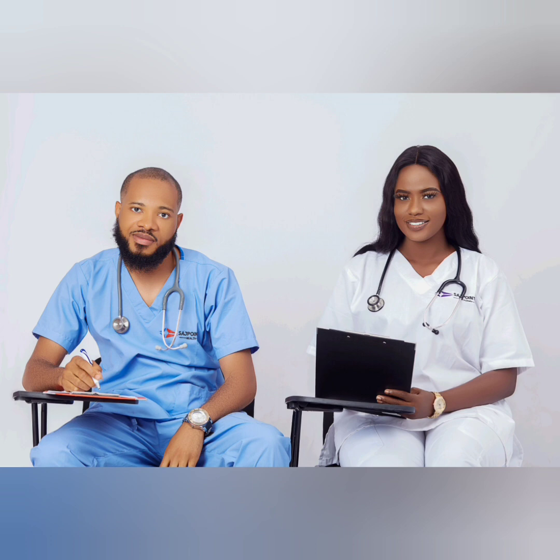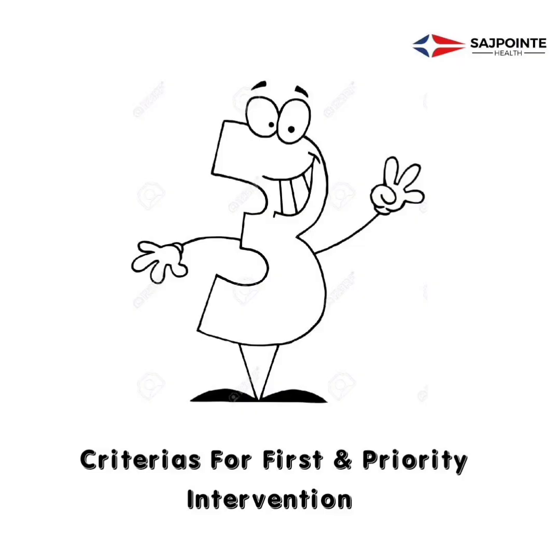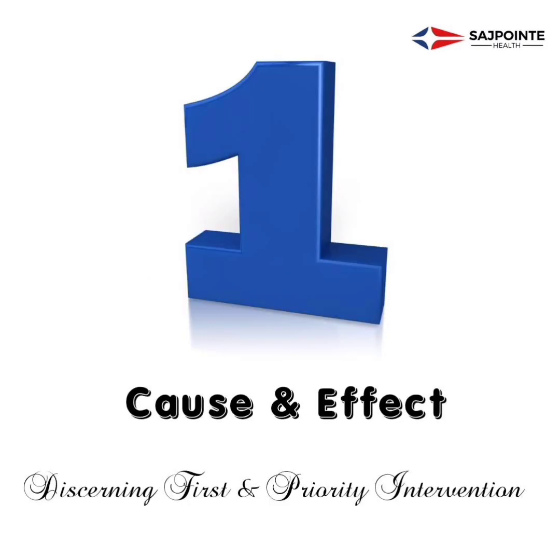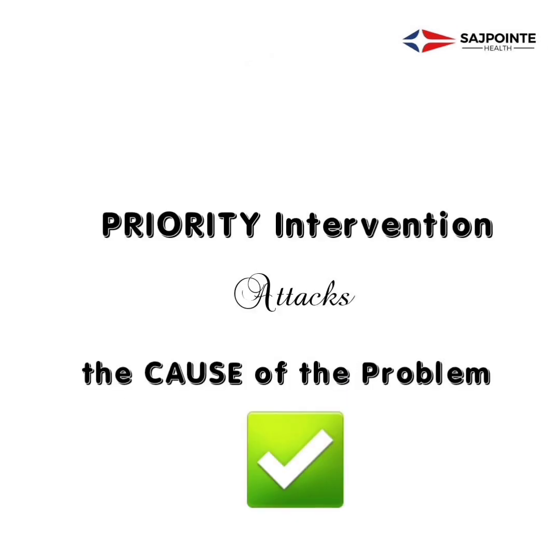Good. So now, number one criteria you're looking at here to differentiate both of them is what is called cause and effect. Cause and effect. You see, when you're dealing with priority intervention, it tackles the cause of the problem. That is why it is the most important.